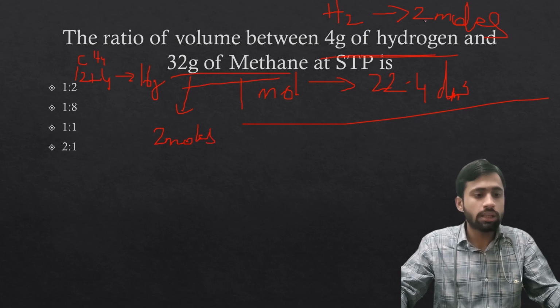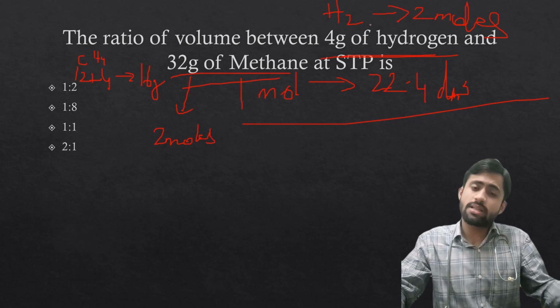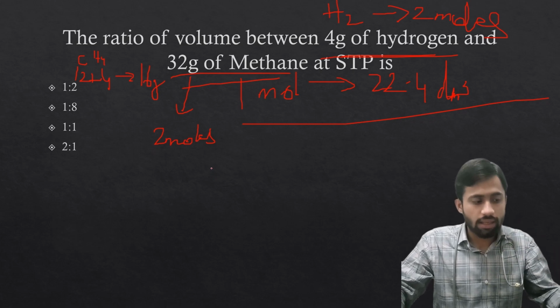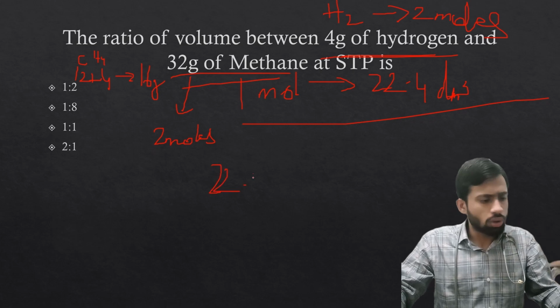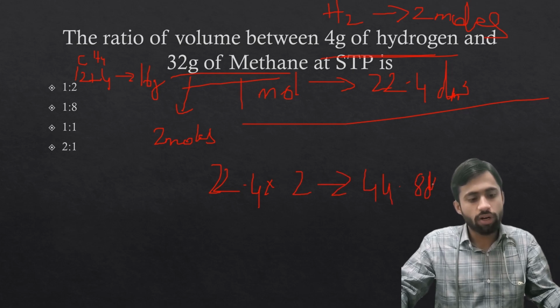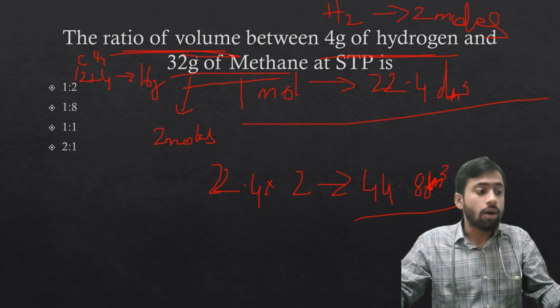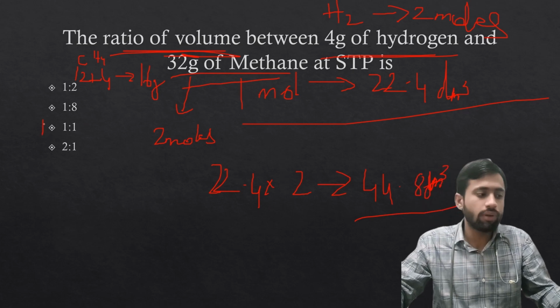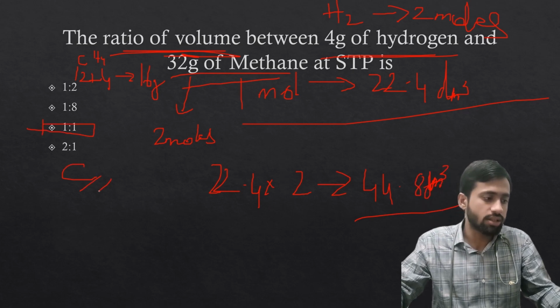So the volume that both these compounds are occupying is 22.4 multiplied by 2, that means both are occupying a volume of 44.8 dm cube. Both are occupying the same volume. Now if you take the ratio between 44.8 and 44.8, you will get the answer, that is 1:1. That is your Charlie option.